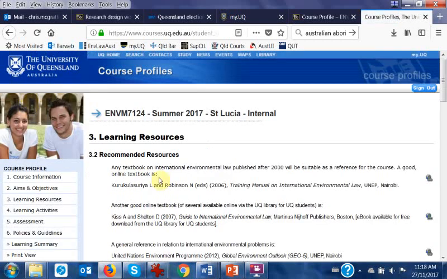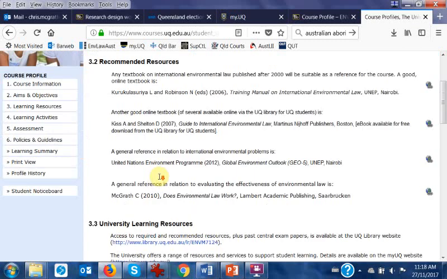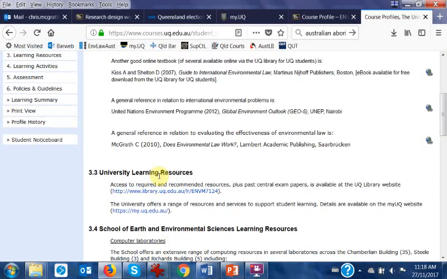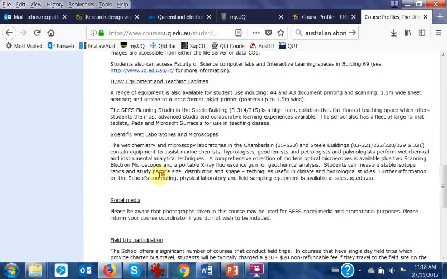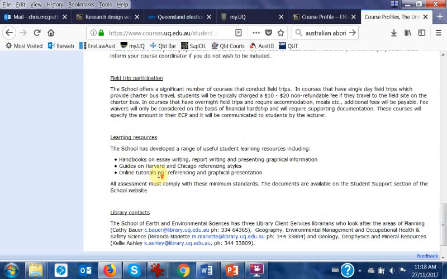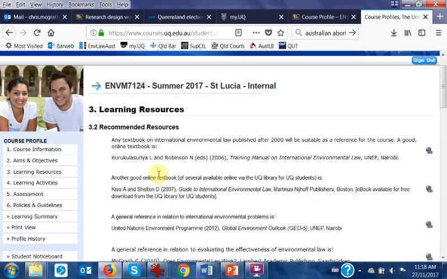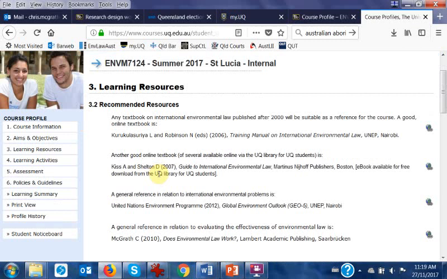Learning resources. Recommended resources. But what I understand is that books are not required. Yeah, no, I won't go and check all 4 of them. Has anyone else seen that? There shouldn't be. There's no books that you must buy for this course.